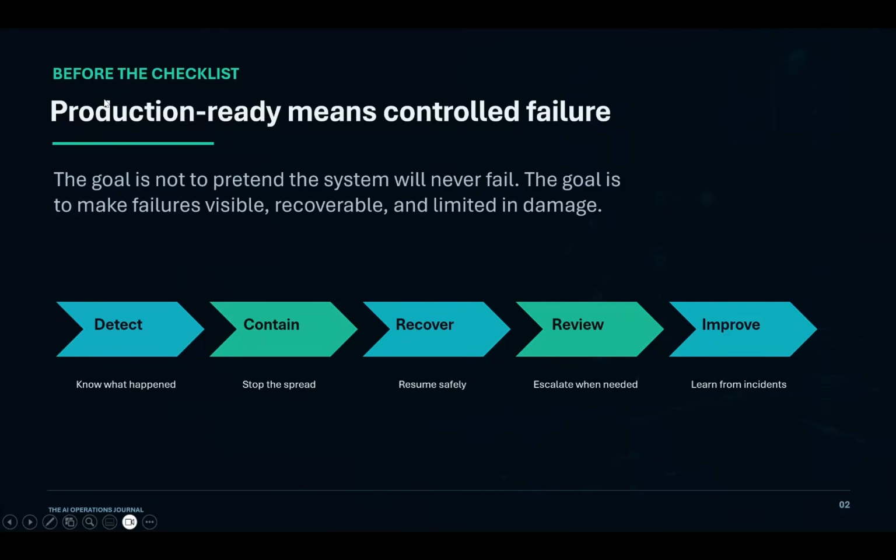Essentially, you have this life cycle. First, you detect what happened, and you contain, and you stop the spread, and you recover from that incident, and you're able to review, meaning escalate to a human when needed, for example, and improve and learn from that incident. That's the basic life cycle of a production system. You need to have these abilities.